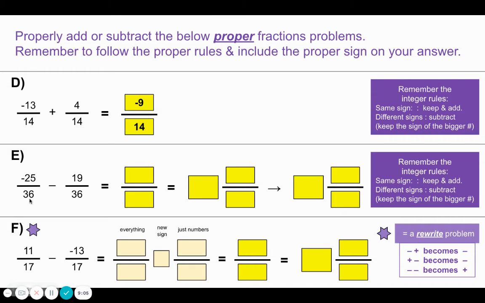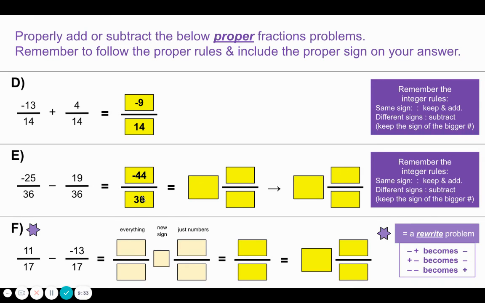You got negative 25 and you got negative 19. So since they are both negatives, you are adding them to be a larger negative. So that's going to give you negative 44 over here. But it's still going to be out of 36. So even if it's an improper situation like this, it doesn't matter if this is a negative number or a positive number, you can still make it into a mixed number.